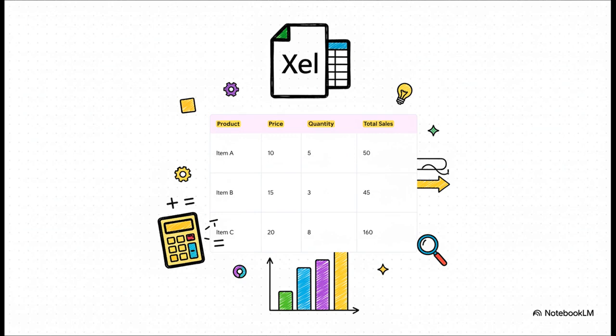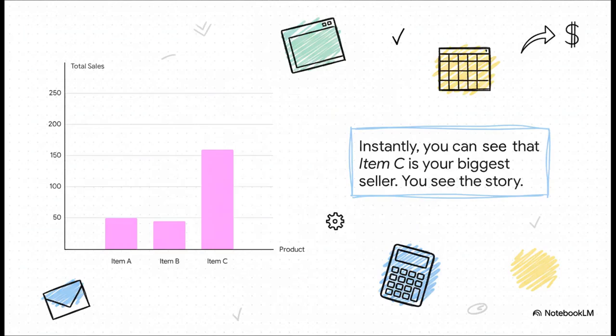Okay, let's add just one more column to our table. We'll call it Total Sales. And to get that, we'll just multiply the price by the quantity for each item. Easy. Now our data is perfectly set up for what's next. And this is the payoff. With just a couple of clicks over on the Insert tab, we can transform that table into a simple bar chart. Look at that! You don't even have to read the numbers anymore. You can just see instantly that item C is your biggest seller. That's the power of visualizing your data.